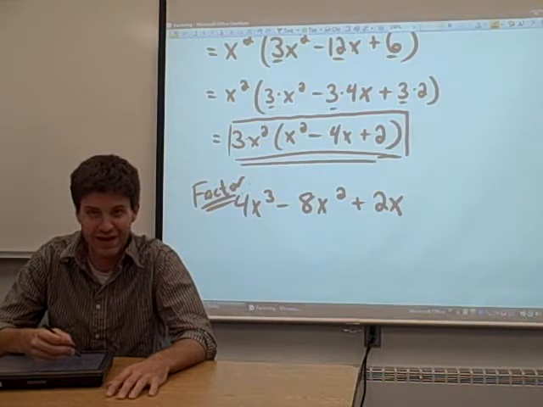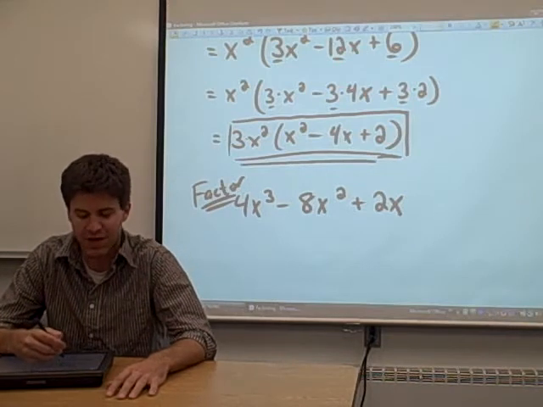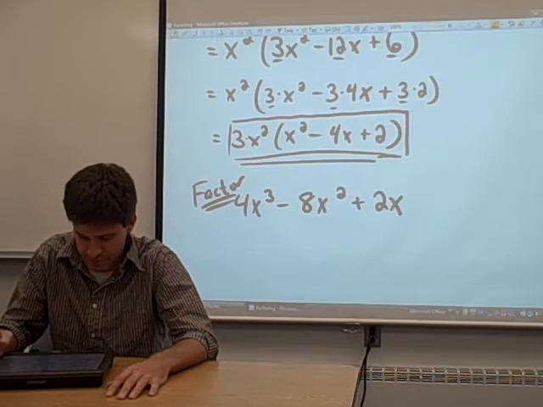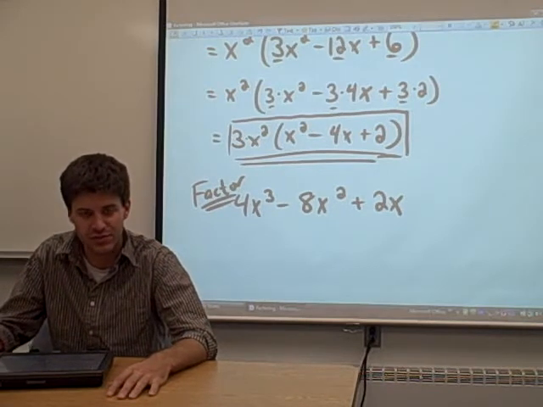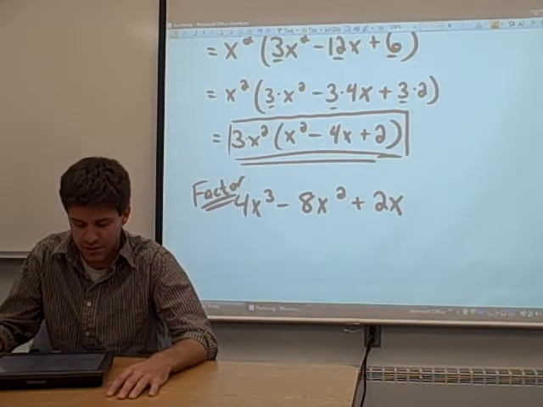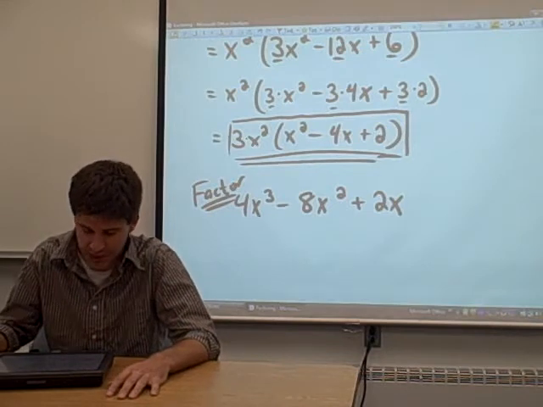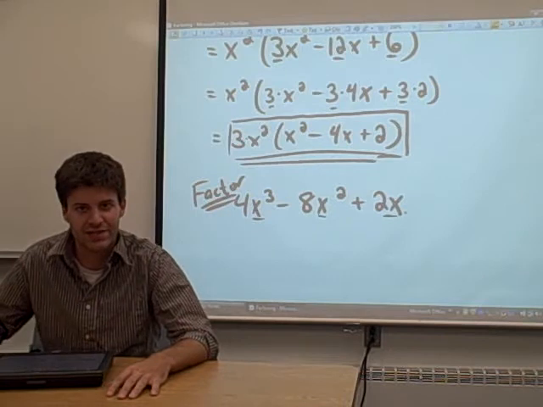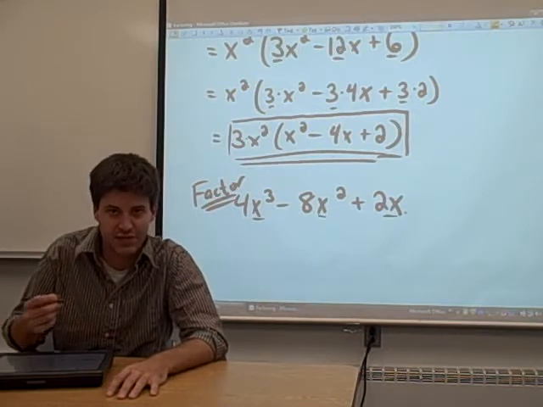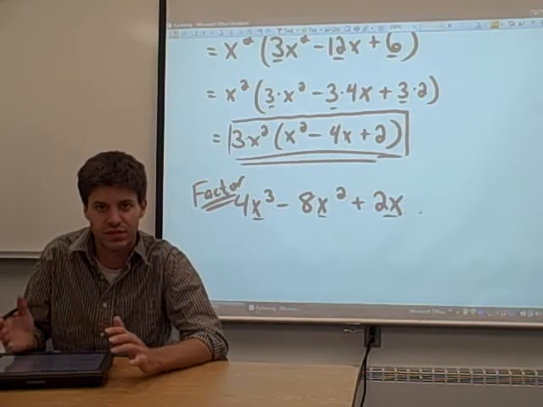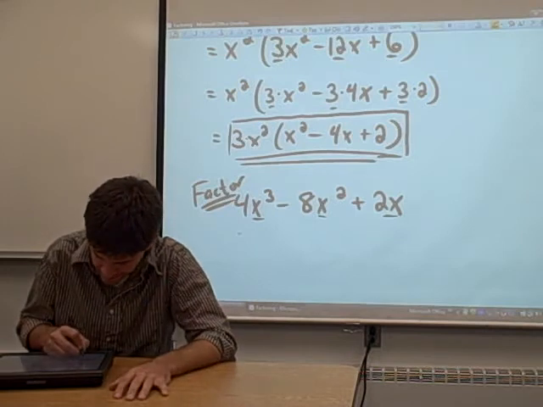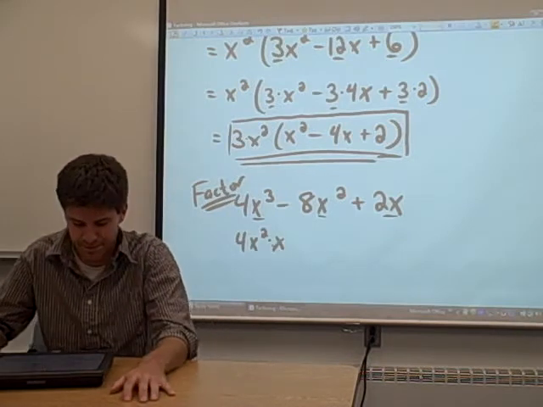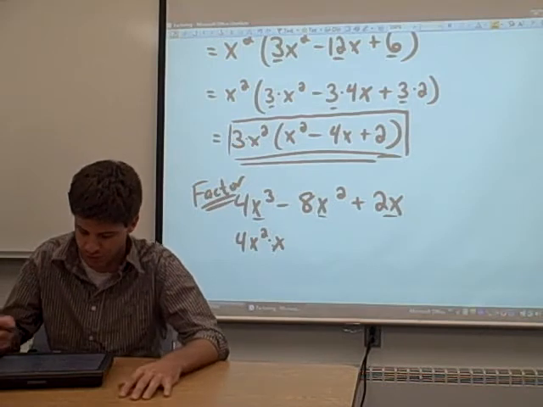So we want to factor 4x cubed minus 8x squared plus 2x. Now you can do this in one step or you can do this in 2 steps. I'll do it in 2 steps. You might notice right off the bat that each one of these terms has an x in it. What that means is I can rewrite each one of these 3 terms by pulling an x out of each of them. So I could write this first term as 4x squared times x. That's the same thing as 4x cubed.